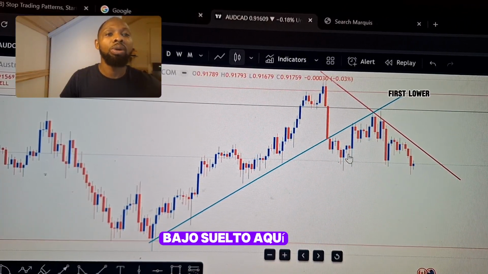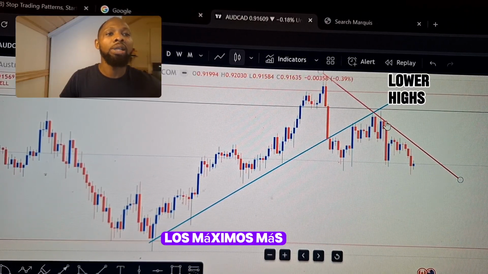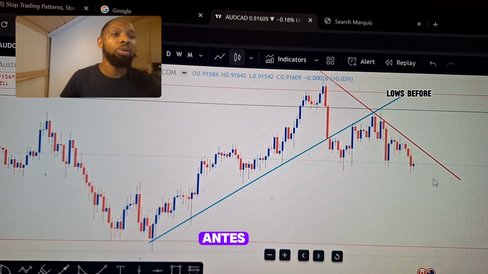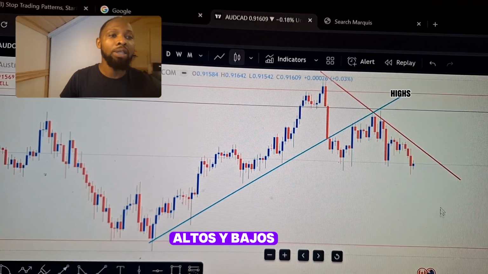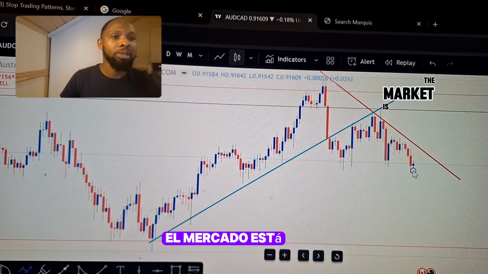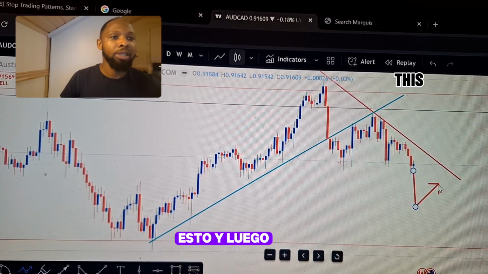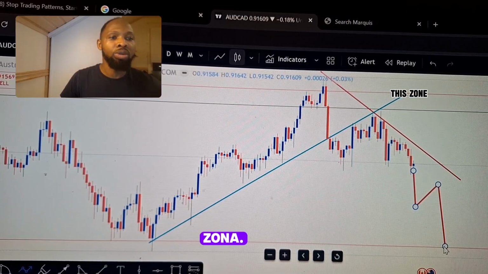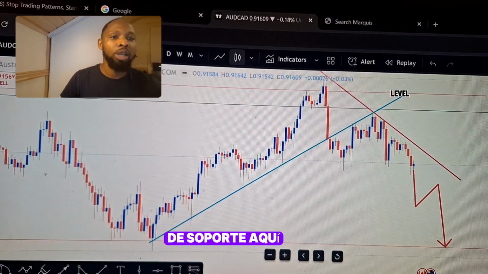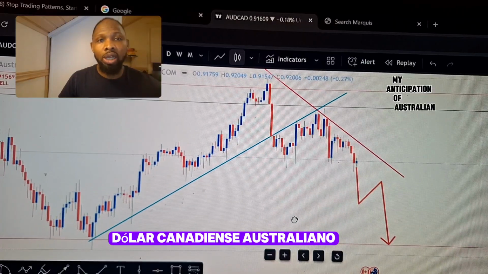We have the first lower low here, and then a new beginning of lower highs, and the market is going to make lower lows before it retraces back to another lower high and lower low. This is what I'm anticipating. The market is trying to drop this way, then make something like this, and then drop to this zone. I'm anticipating that this market is going to get to this support level. That is my anticipation of the Australian Canadian dollar.